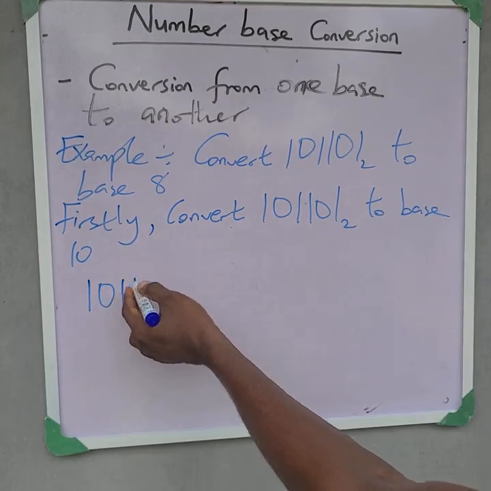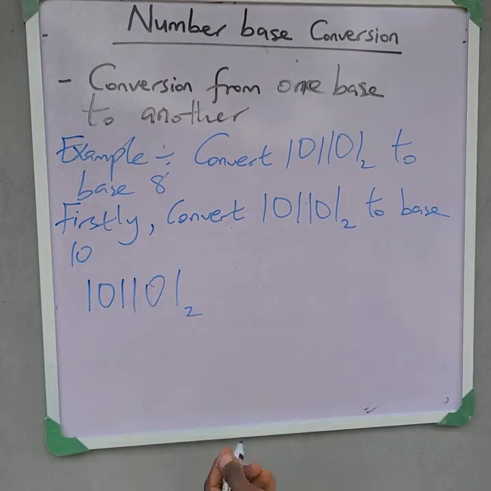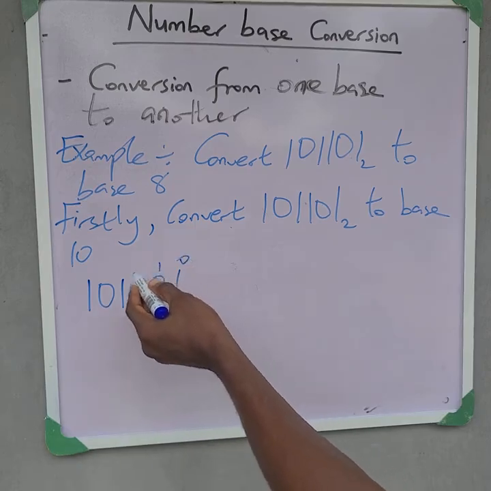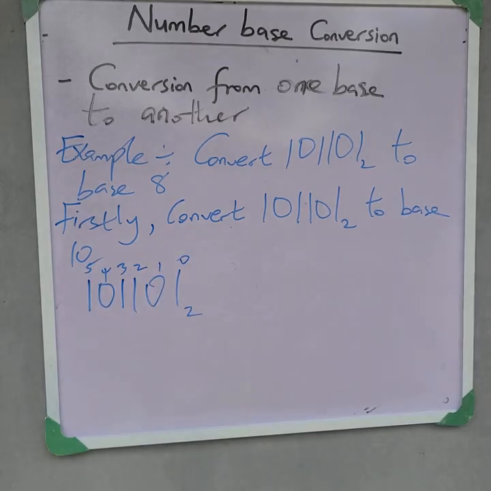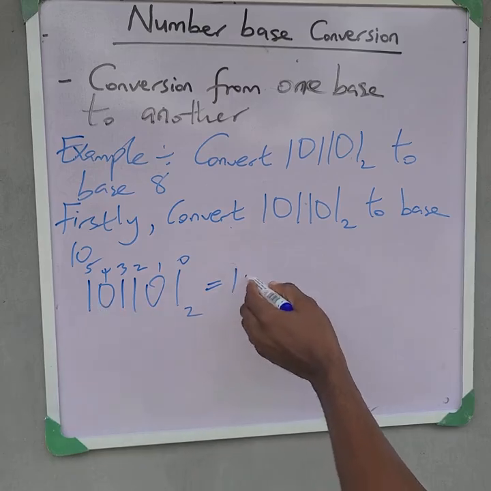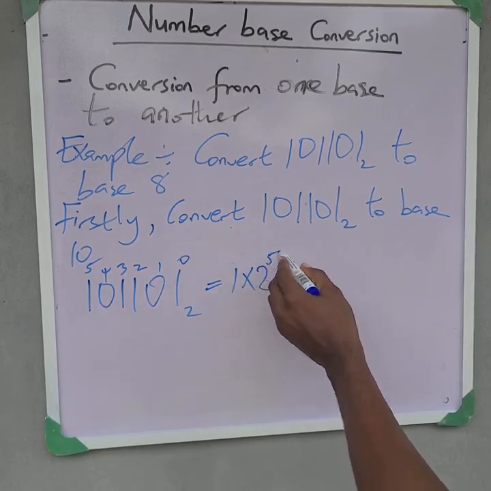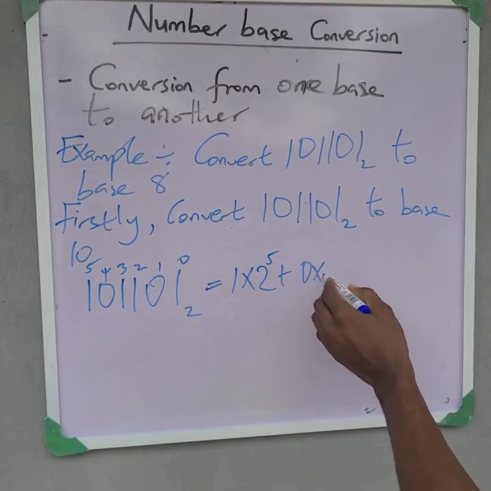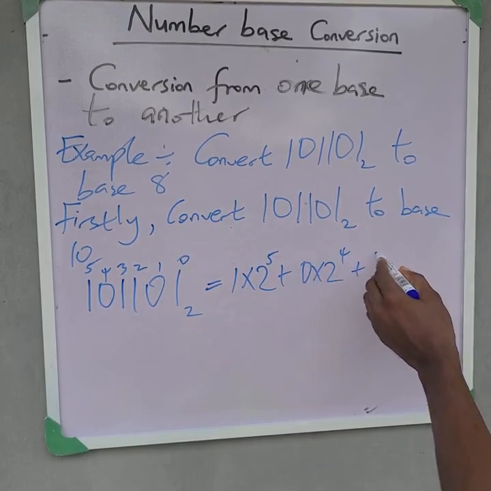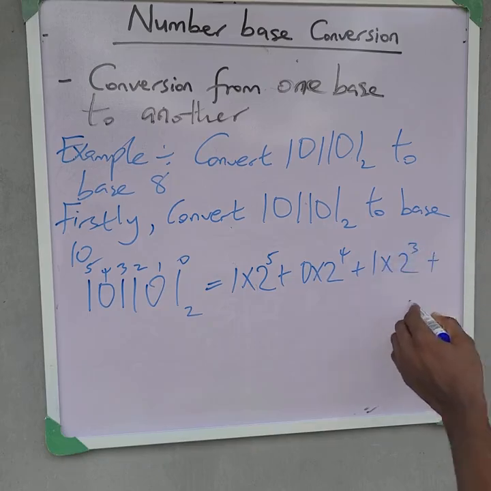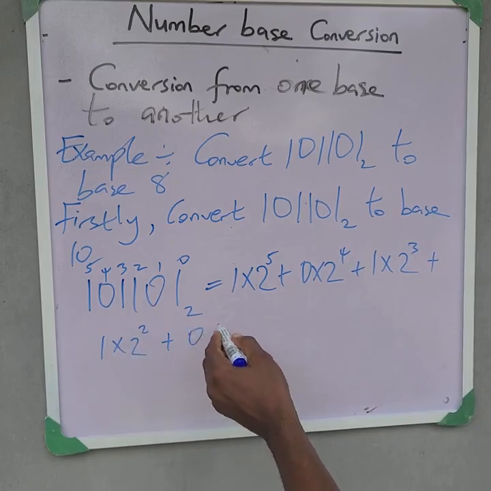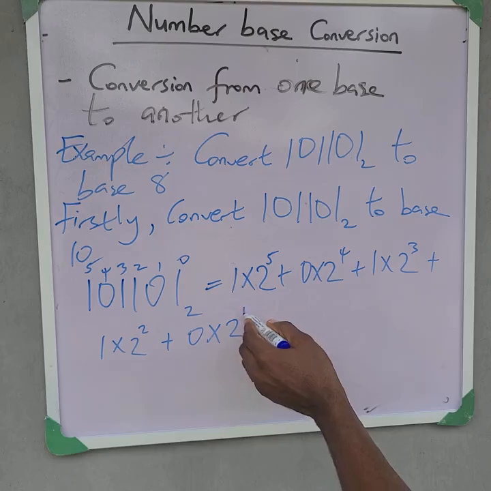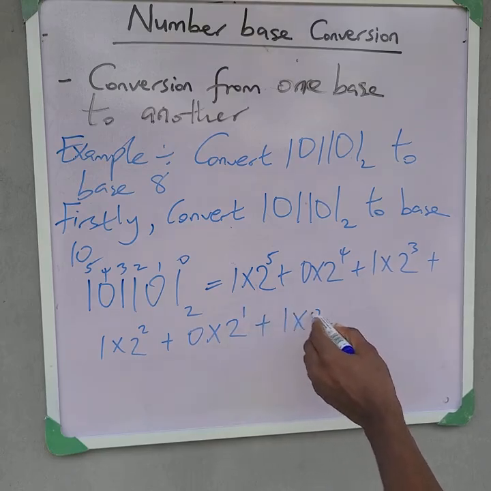So you have 101101 in base 2. You number it 0, 1, 2, 3, 4, 5. So this is equal to 1 times 2 raised to power 5, plus 0 times 2 raised to power 4, plus 1 times 2 raised to power 3, plus 1 times 2 raised to power 2, plus 0 times 2 raised to power 1, plus 1 times 2 raised to power 0. And that's how you do that.